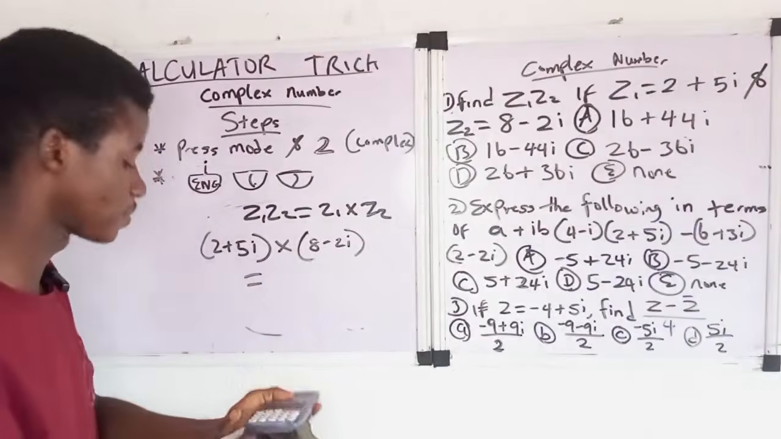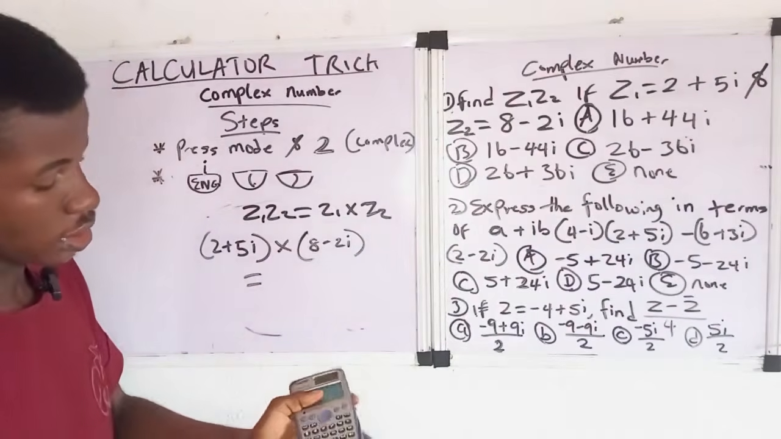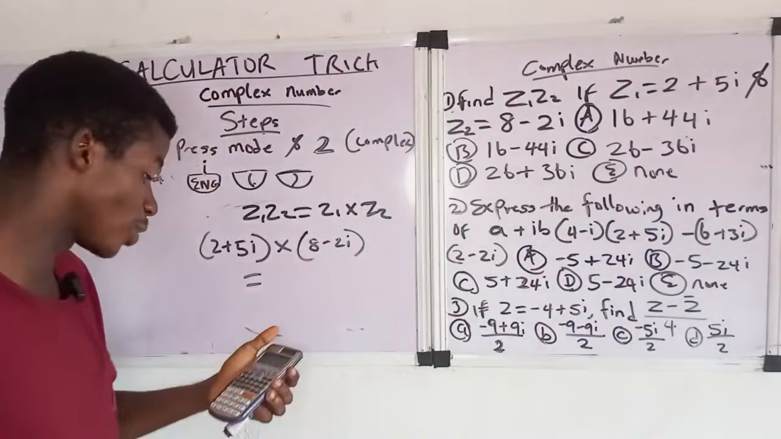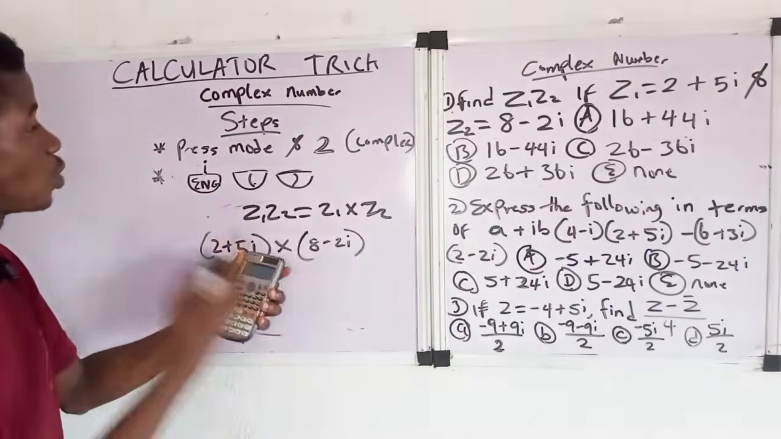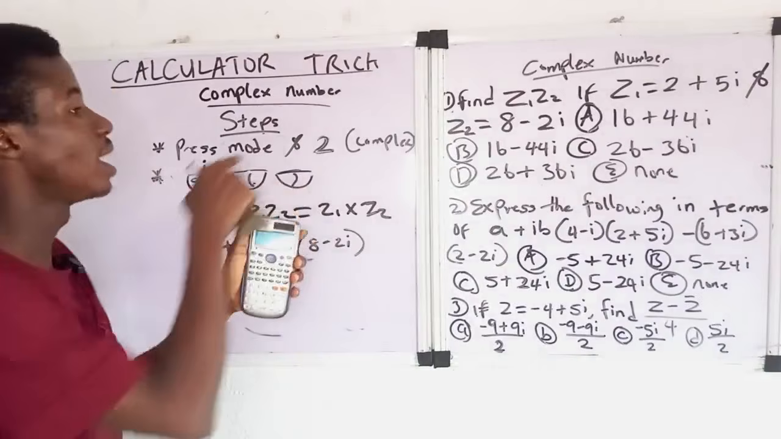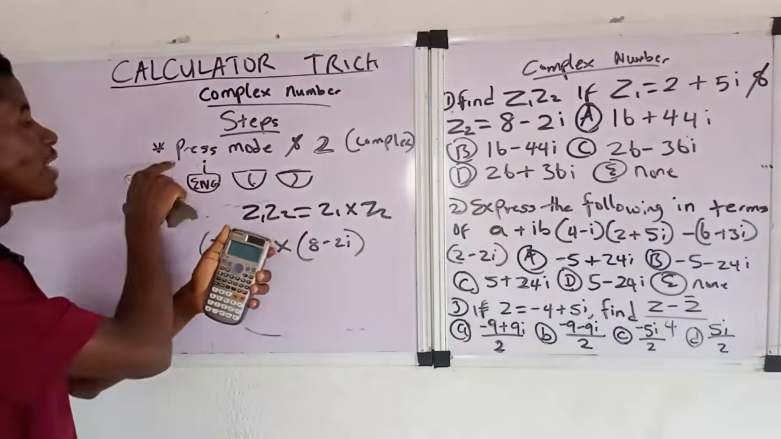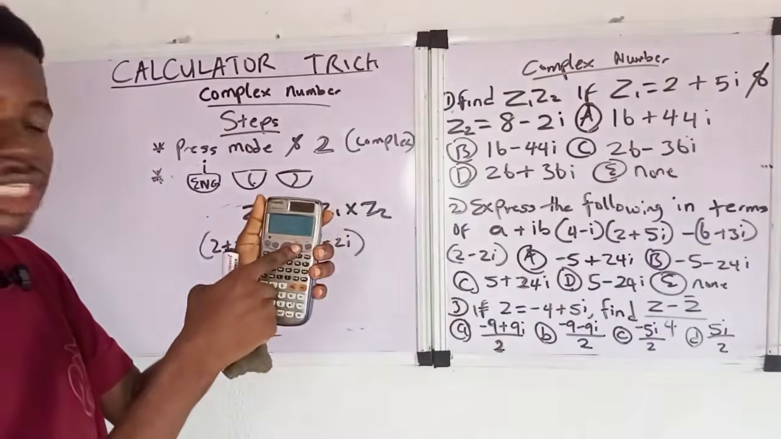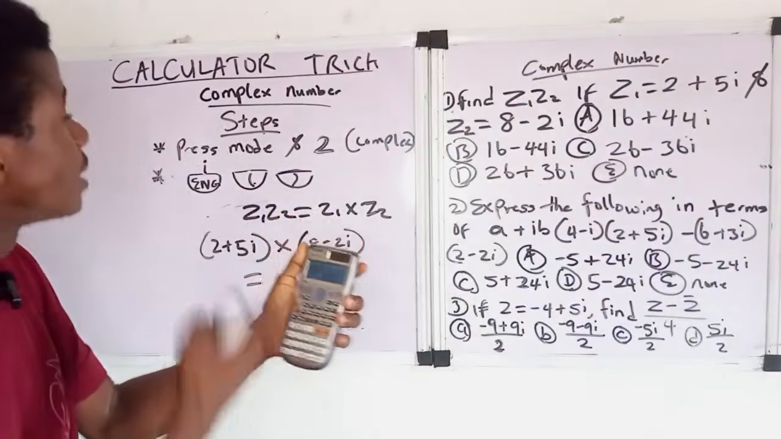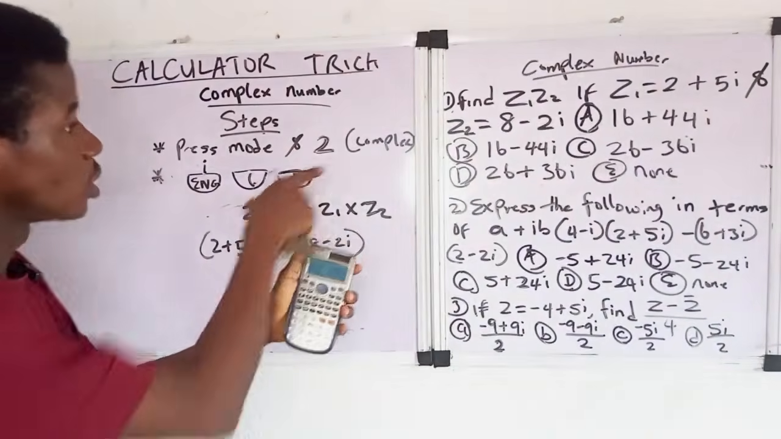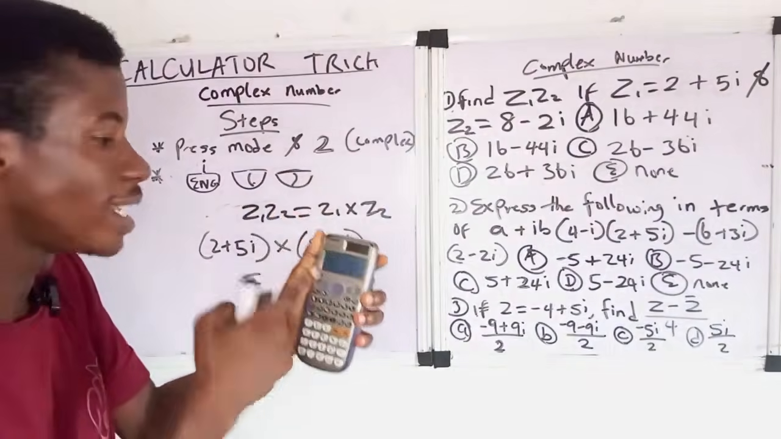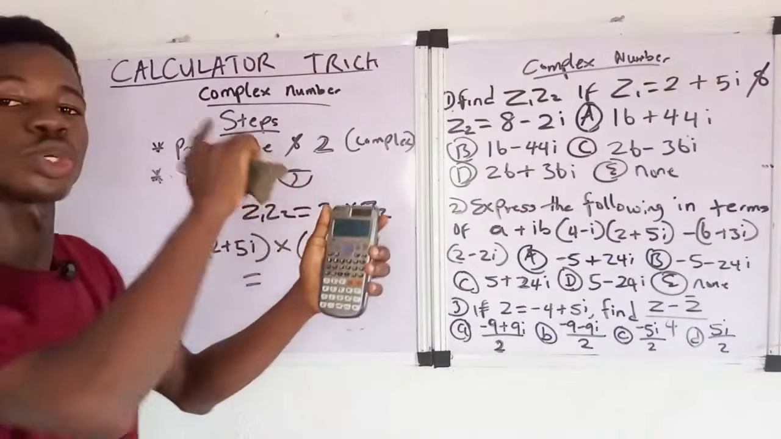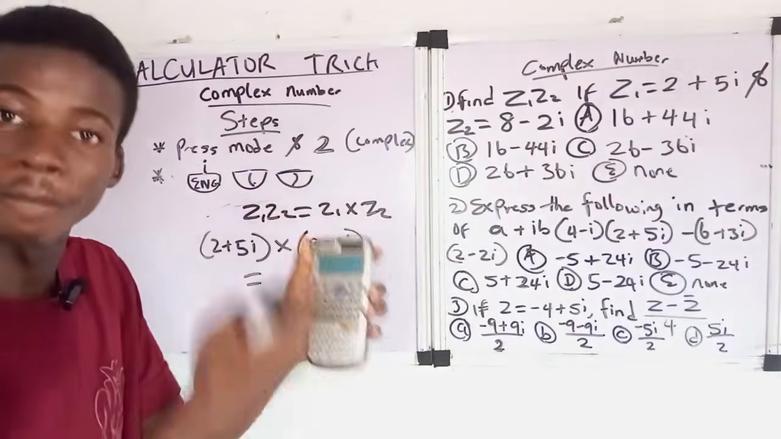The very first thing, these are the steps. You need to make sure that your calculator is in complex mode. How are you going to do it? At first, press mode in your Casio calculator. Once you press mode, you press 2 and the calculator shows complex. Press mode, and the next thing you press 2. As you press mode 2, you have successfully made the calculator be in complex form.